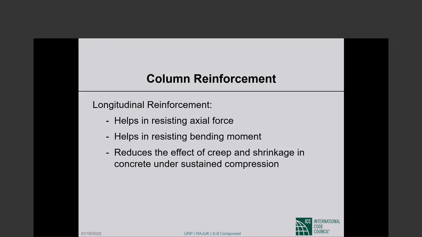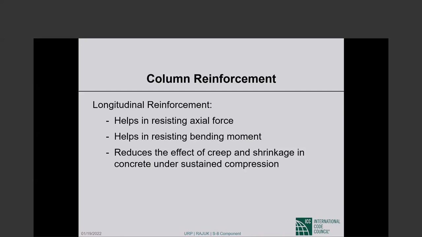The effect of shortening of a member because of creep or shrinkage becomes important when the shortening is restrained. If a member wants to shorten and you don't let it shorten, it cracks because it is set in tension. Now, if you have reinforcement, it helps in containing that cracking.